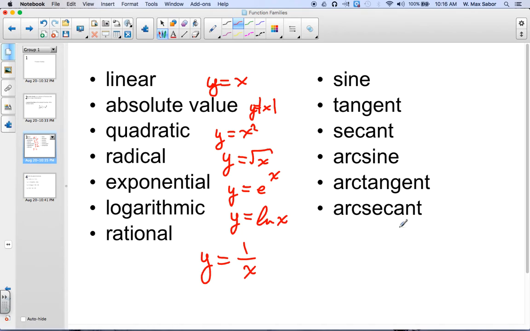You should already have an idea in your head of what these functions look like. If you don't know what any of these functions look like, type them into Desmos, play with them, see what those function families look like and what their major characteristics are that they share.